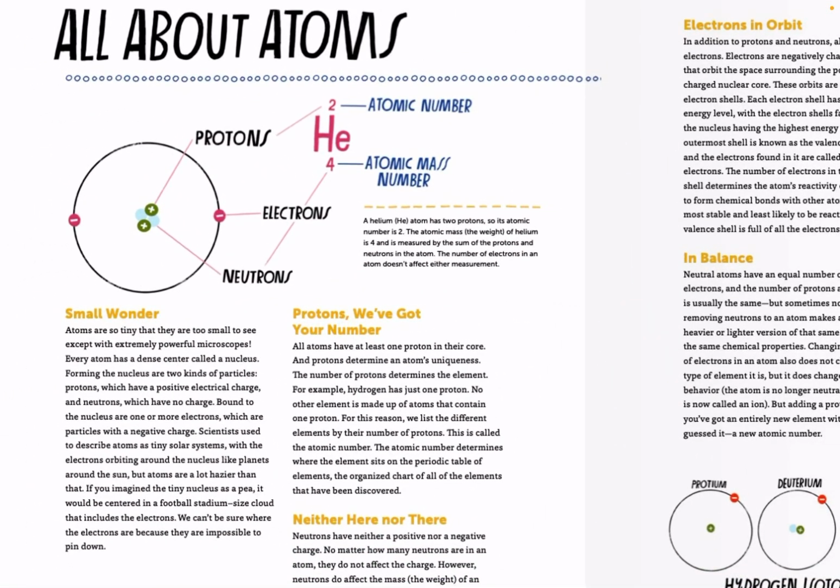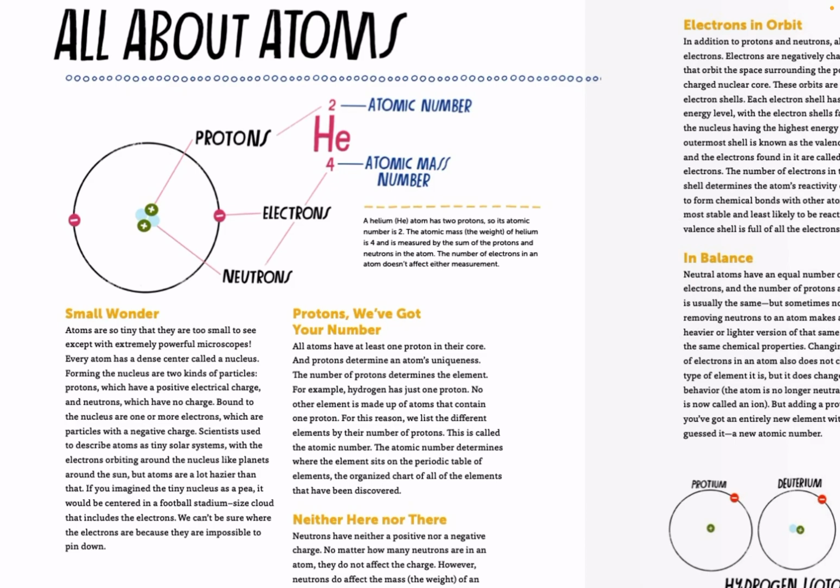All about atoms. So, as you can see, the positive charge in the nucleus is the protons, and the neutral is the neutrons. And you can see that orbiting the nucleus are the electrons, which have the negative charge. So, the atomic number is 2 with the helium, and the atomic mass number is 4.